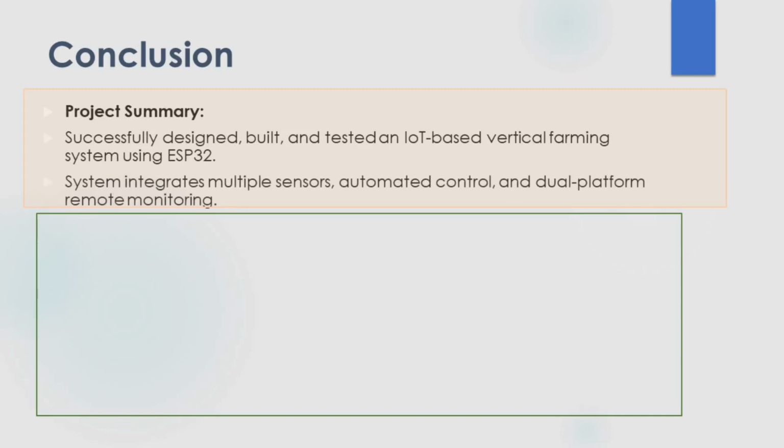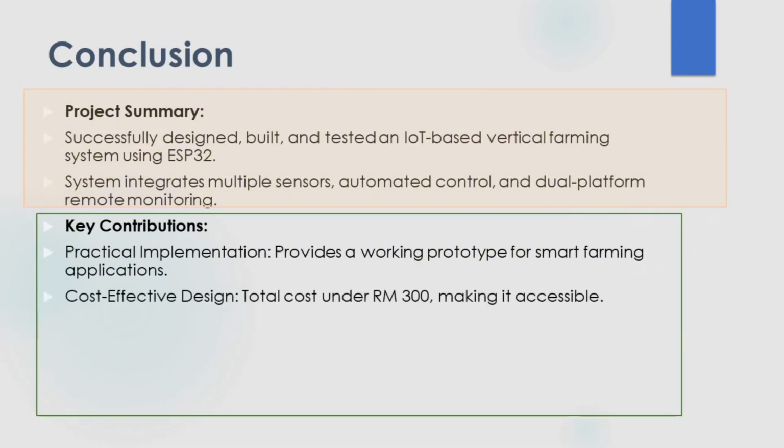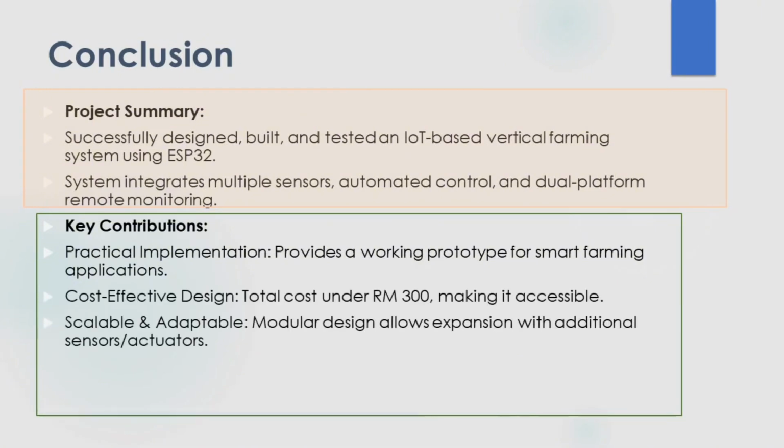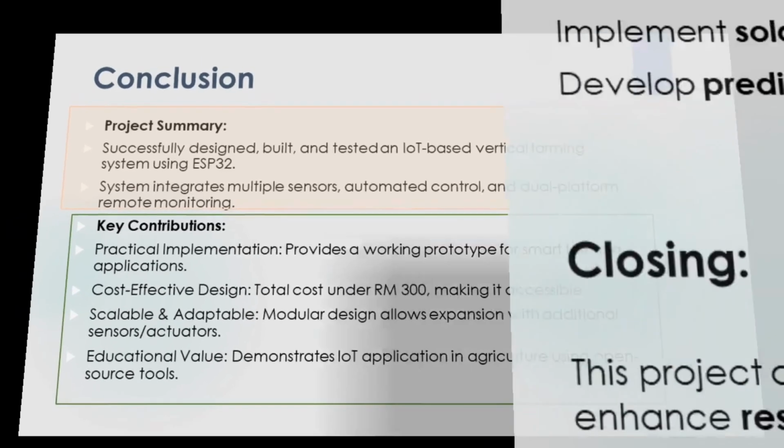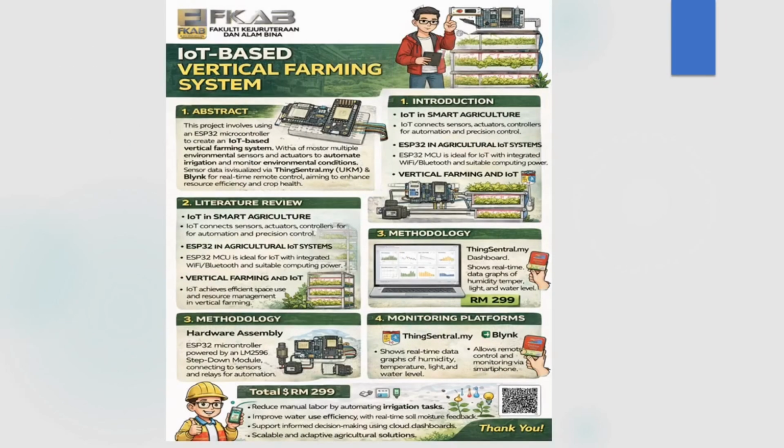In conclusion, the project successfully designed, built, and tested an IoT-based vertical farming system using an ESP32 controller, integrating multiple sensors, automated control, and dual platform remote monitoring in a cost-effective, practical design. Future improvements include the integration of pH and nutrient sensors, solar power, and predictive analysis using historical data for proactive system control. This project demonstrates that IoT technology can significantly enhance many parameters such as efficiency and also automation.